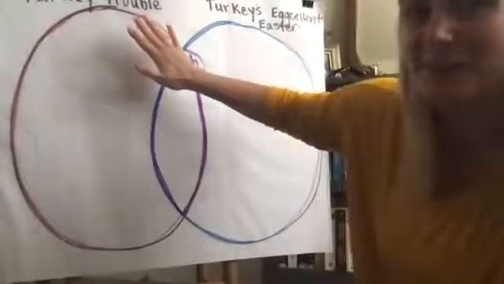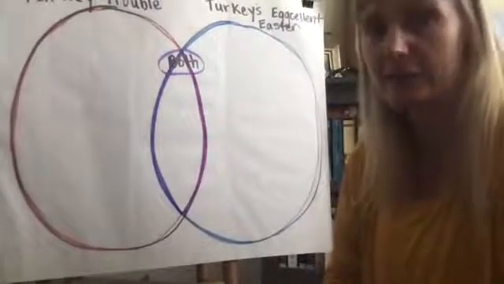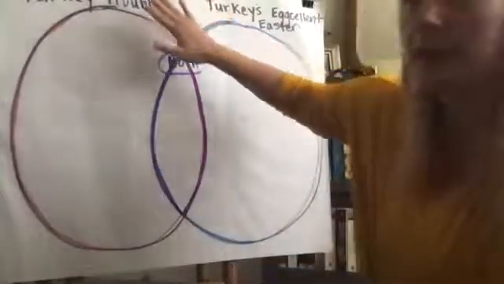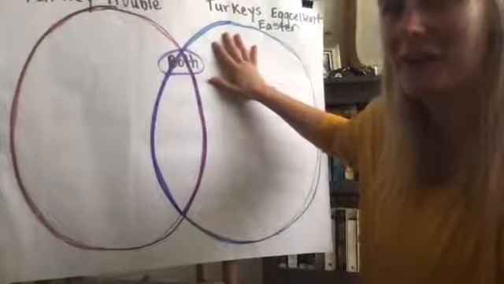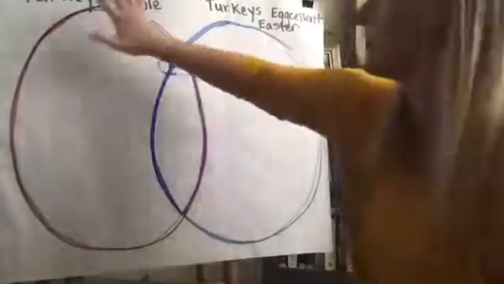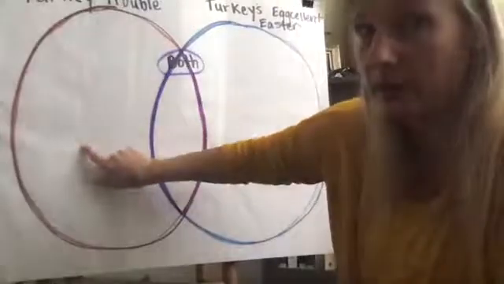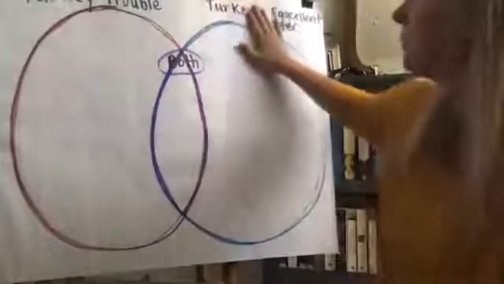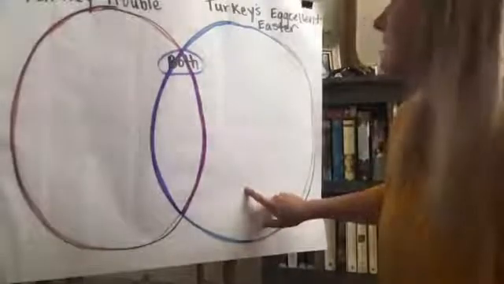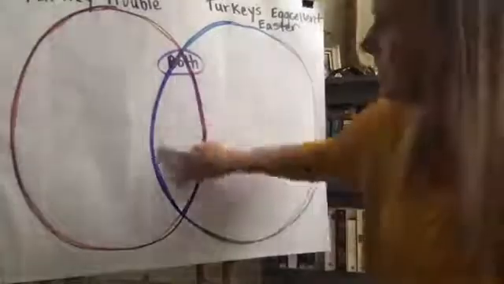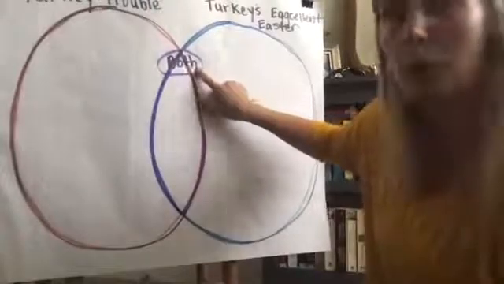So what we're going to do is think back about our two stories we listened to, Turkey Trouble and Turkey's Excellent Easter, and we're going to compare the two stories and write about them using our Venn diagram graphic organizer. So in our red circle, we're going to write about things that happened only in Turkey Trouble. In our blue circle, we're going to write about things that happened only in Turkey's Excellent Easter. In the middle, in our purple part here, we're going to write about things that happened in both stories.